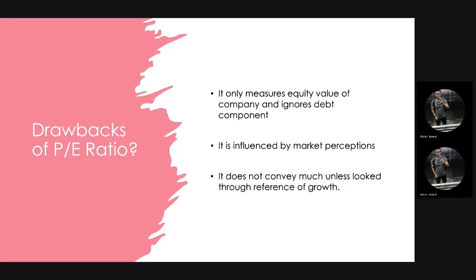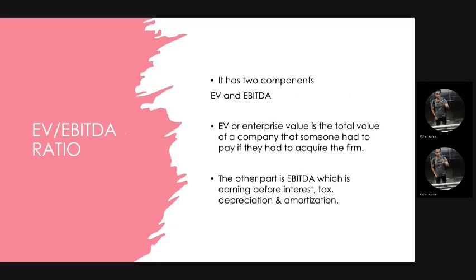The next one coming up is the EV/EBITDA ratio. This ratio basically has two components, EV and EBITDA. EV here means enterprise value. It is basically the total value of the company that someone would have to pay if they were to acquire the firm. So let's now understand this with an example.